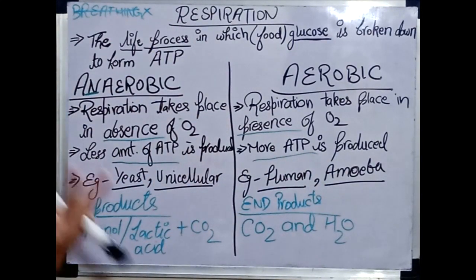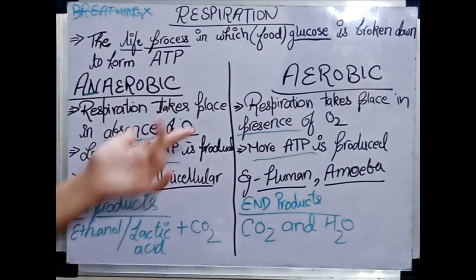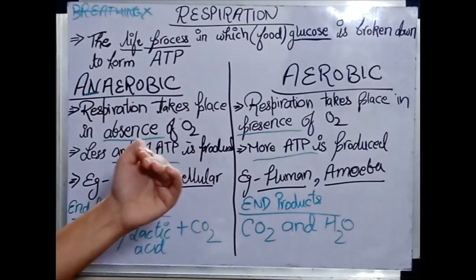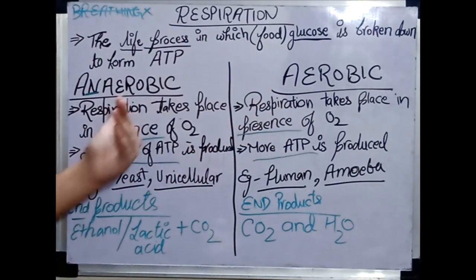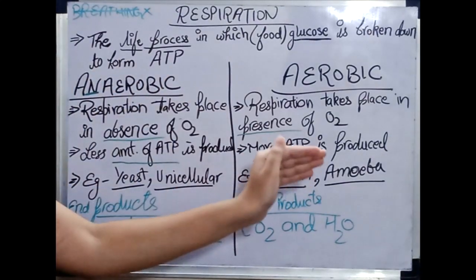When respiration takes place in the presence of oxygen, the number of ATP formed is more than that of anaerobic. Like aerobic in humans, 38 ATP are generated. But here it is just like 2, 3. So you can see how much difference there is. 38, just 2, 3. Therefore, less amount of ATP, more amount of ATP.